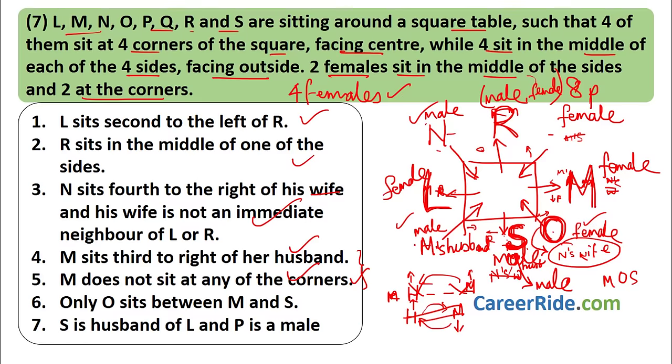They have given P is a male. So, P will come over here. So, P is nothing but M's husband. Okay. And female, which one is remaining? Q. So, Q is female.